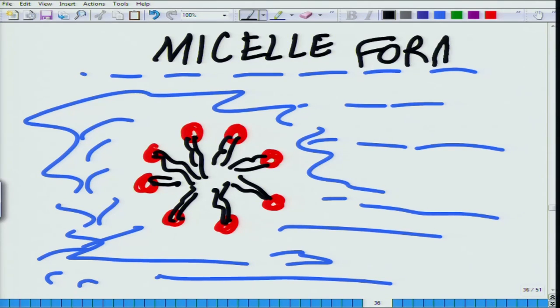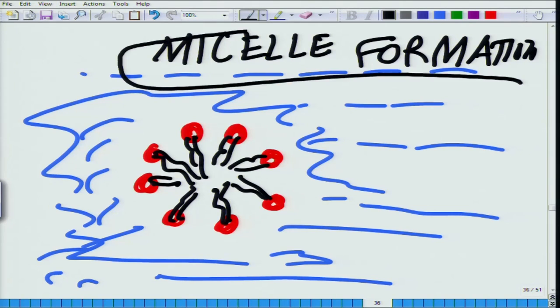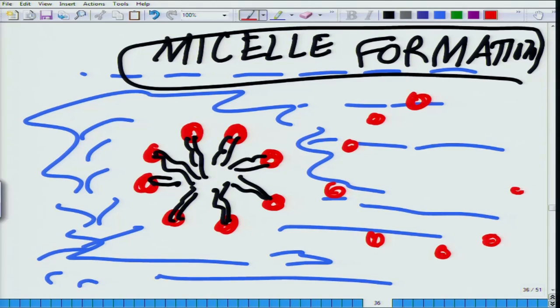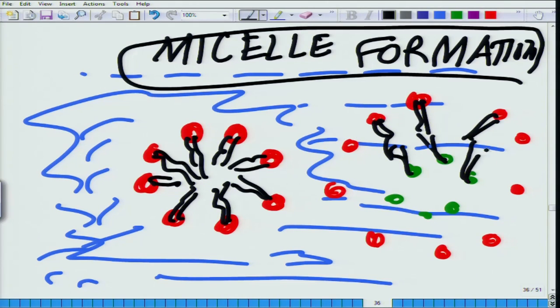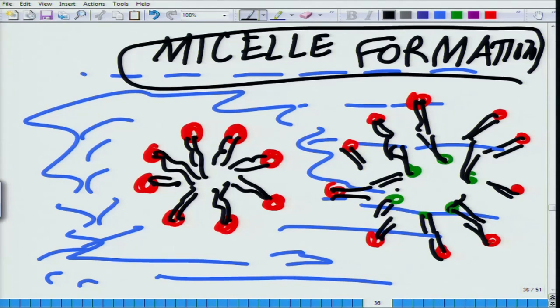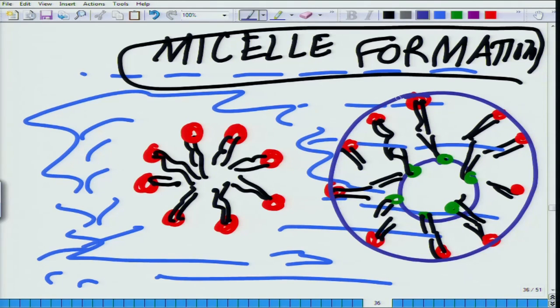But then, while I was drawing the cell, why did I draw it like this? If you remember, I was drawing it like this, and I showed you, I drew a double layer. Why do I do it like this? In other words, the drawing I made was like this. Why was this not similar to a micelle? Why is it like this?